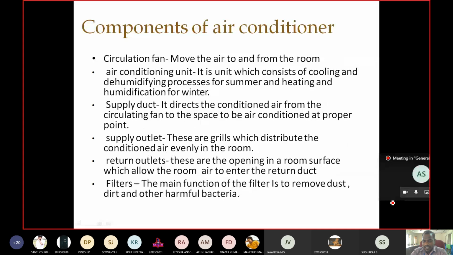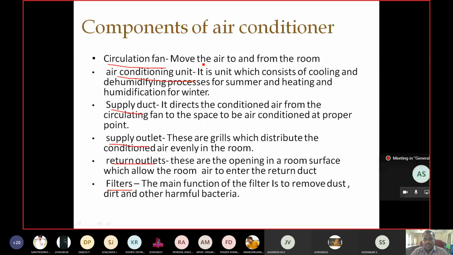Then we can look at the components of air conditioning. We can have a circulation fan, an air conditioning unit, a supply duct, a supply outlet, and a return outlet. Actually, this is for large areas. If you have seen our big buildings like malls and corporate offices, the supply outlet and return outlet will be there. There will be filters also.